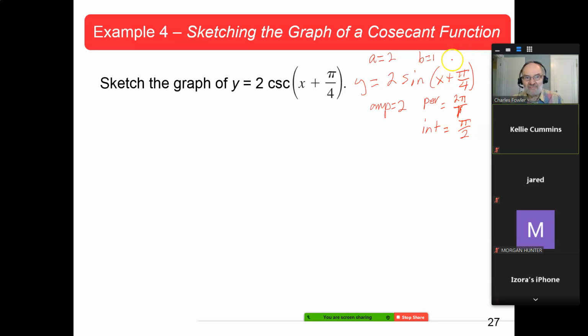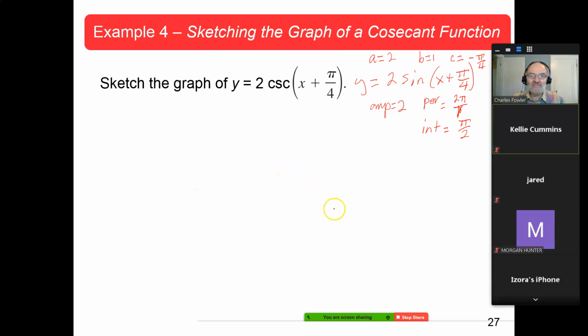And now we have a phase shift. The C, now remember this is always the opposite sign, so this is minus pi fourths. That's your C. That's the phase shift. That means it's to the left, pi fourths.